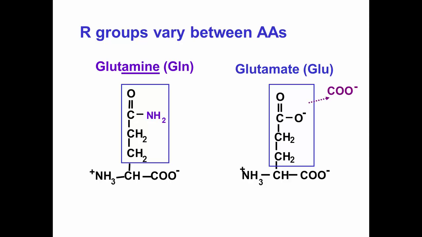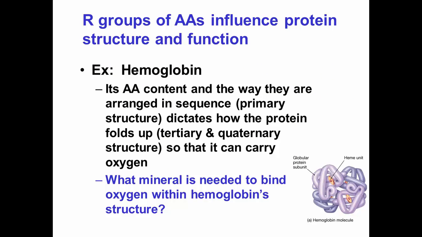All right, so this is that gamma carboxyl group on glutamate that I just mentioned a moment ago. The other thing is that our R groups are going to influence structure and function. We already know that, right? Because of the way that proteins fold up, it's all based on their amino acid composition and their primary structure that allows them to interact with amino acids far away in the actual primary sequence. And it dictates how the protein does its job, right? So hemoglobin, I love, is the example: the way it folds up allows it to carry oxygen.